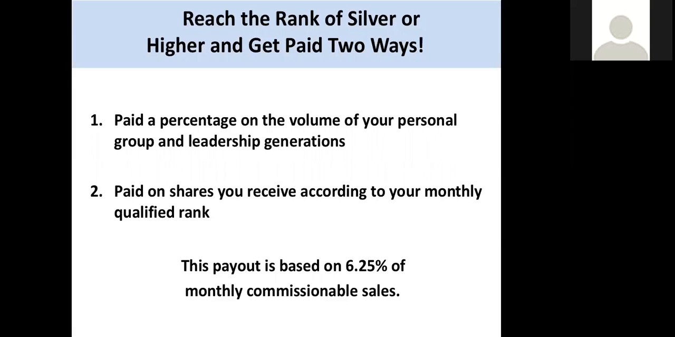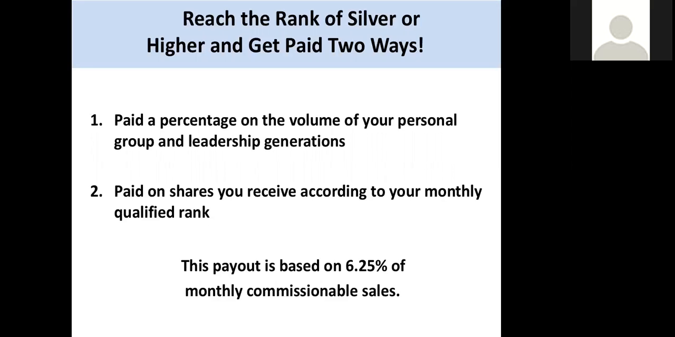So instead of that Rising Star Team bonus, you are instead paid a percentage on the volume of your personal group and leadership generations. And the second way is you're paid on shares you receive according to your monthly qualified rank. And it's called the Generation Leadership Bonus. And we're going to go into more detail about that here in a minute.